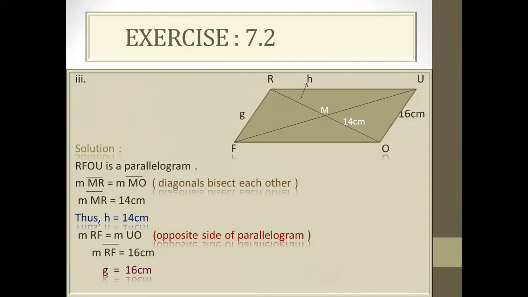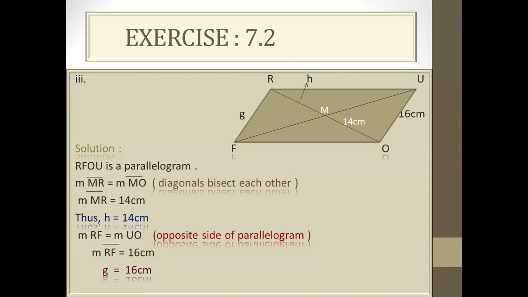The parallelogram is RFOU. Opposite pair of sides are RU, FO. They both are parallel. And same RF and OU. They both are parallel. The parallel sides are also equal to each other. In the parallelogram, the parallel sides are also equal in length.